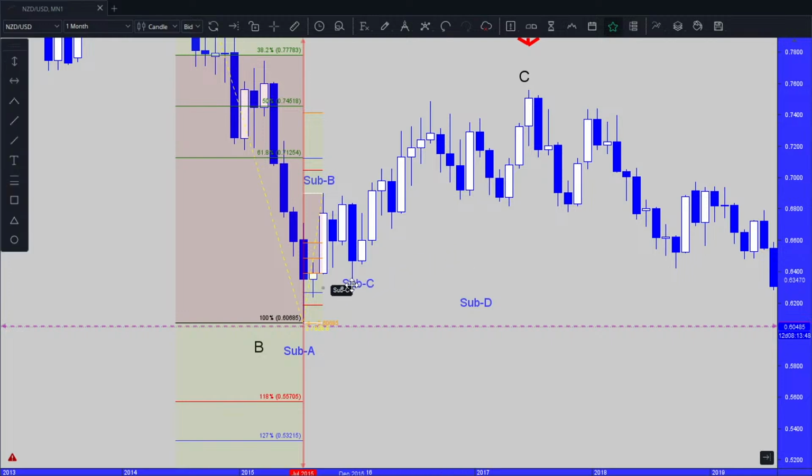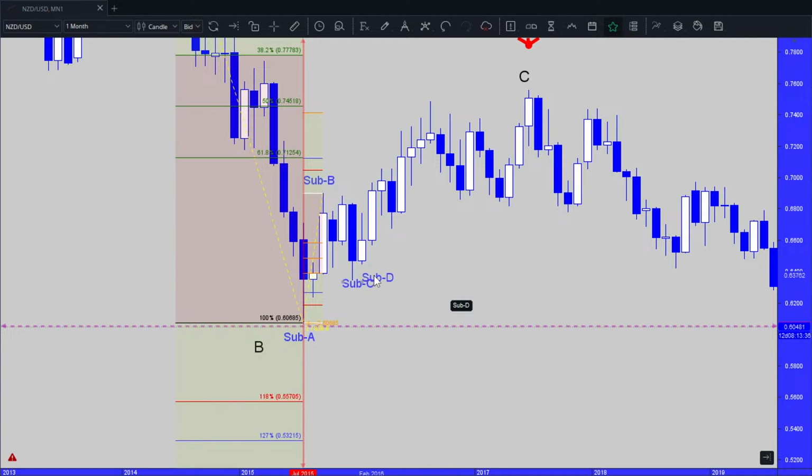Sub C is the lowest point, not necessarily a low, inside the sub A, sub B boundary after the B, before the market hit the sub D extension. The sub C went to orange, logically the sub D, it's at the orange, and as you can see, it made a high, right? So we are going to readjust again.